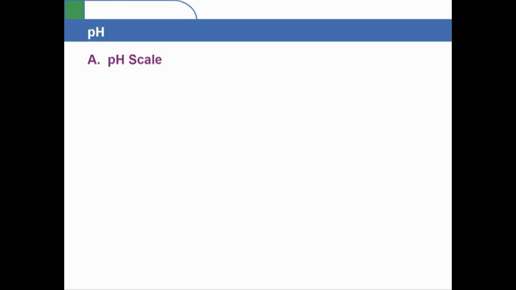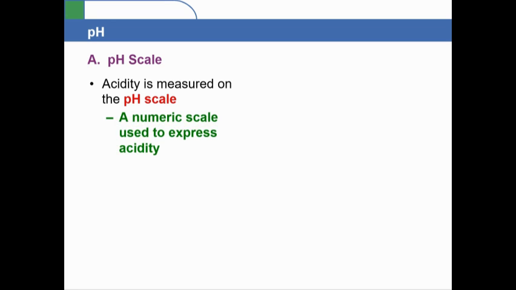About pH. Now, pH is something that I'm sure a lot of people have heard of, but very few people really understand what it means. All right. Now, the pH scale is what we're going to start off with, and some of you might even know that pH is a number scale that determines the acidity of a substance. Basically, it's a numerical scale used to express acidity.